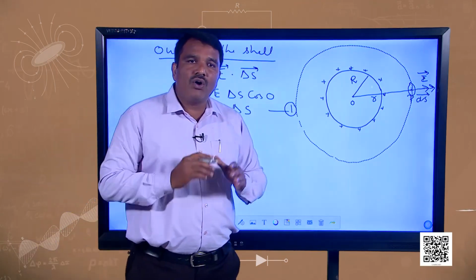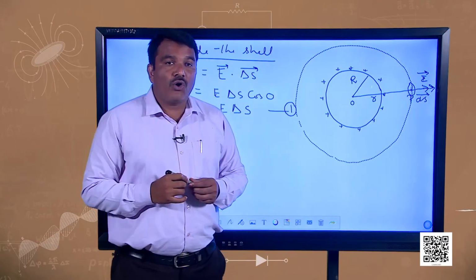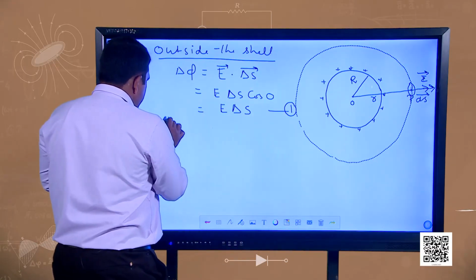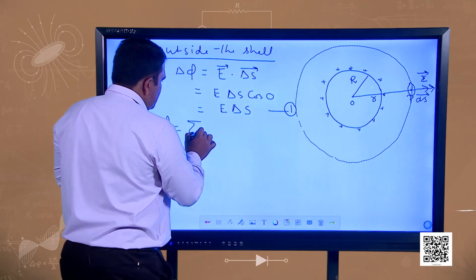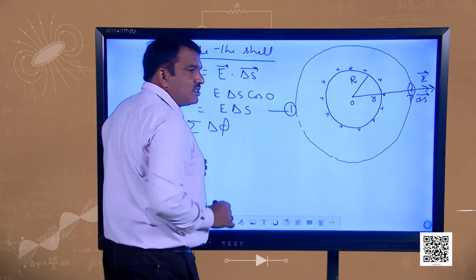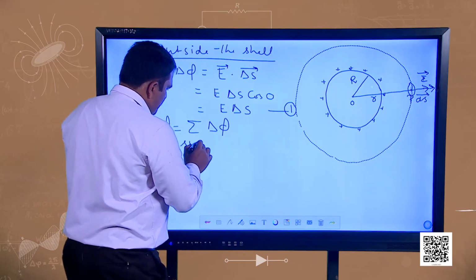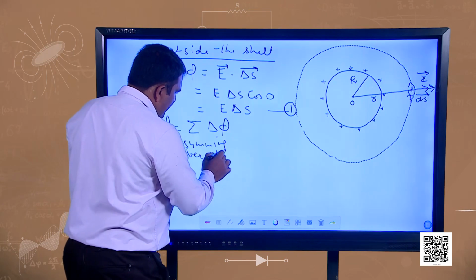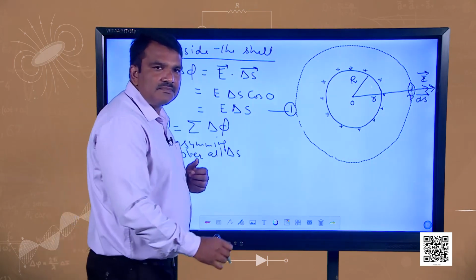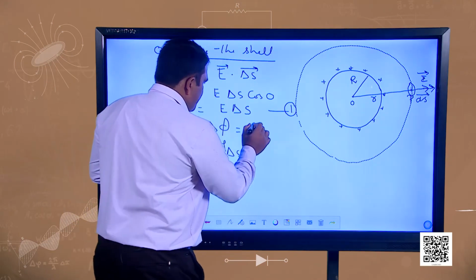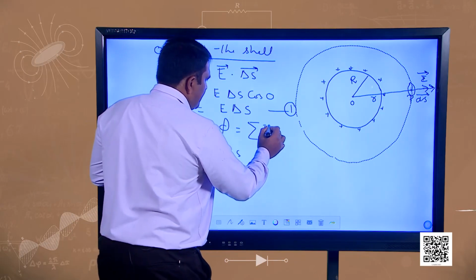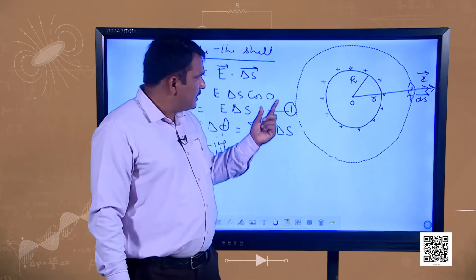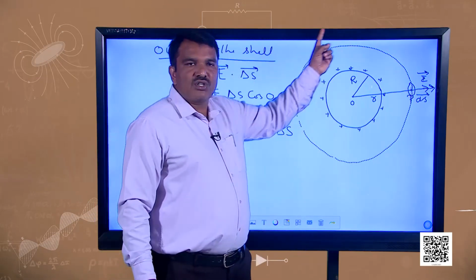Now, summing over all such area elements which can be cut from the Gaussian surface, we get total flux phi, which is equal to the sum of the flux of all such area elements, summing over all area elements delta S. So, we can write E delta S, and by symmetry we can observe that E is constant throughout the Gaussian surface.